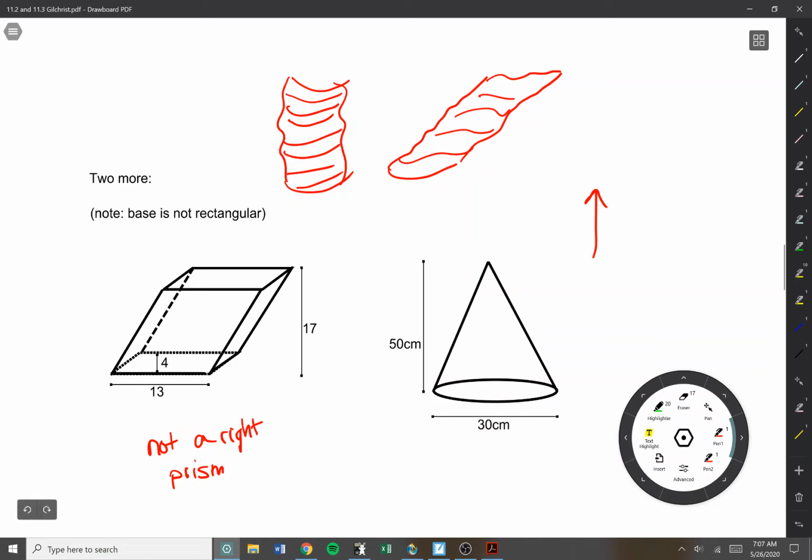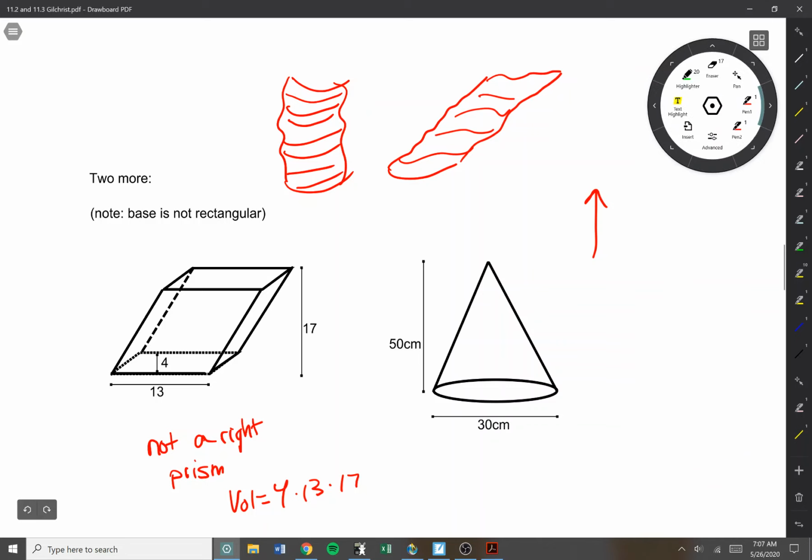I'm going to do the same thing, though. Here's the base. Here's the height. See, the base right now isn't a rectangle. The base is a parallelogram of some sort. But here's the base length, here's the base height, and here's the overall height. Length times width times height. So it's just still 4 times 13 times 17. I'm not going to calculate that. We get the idea.